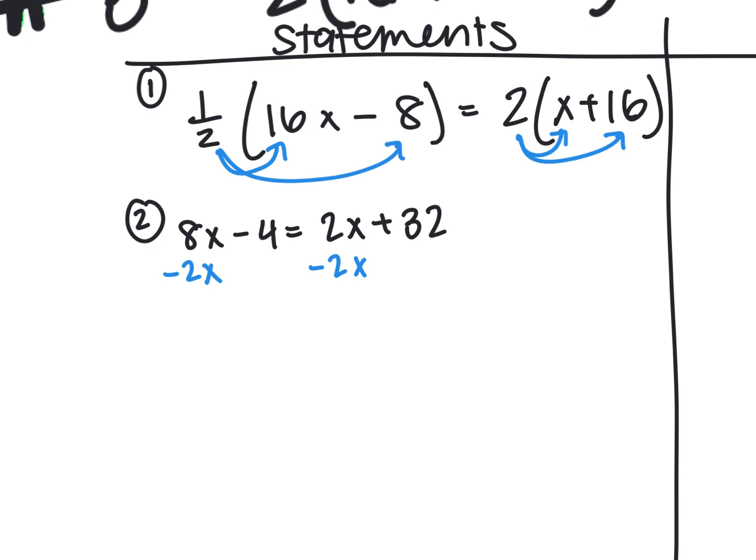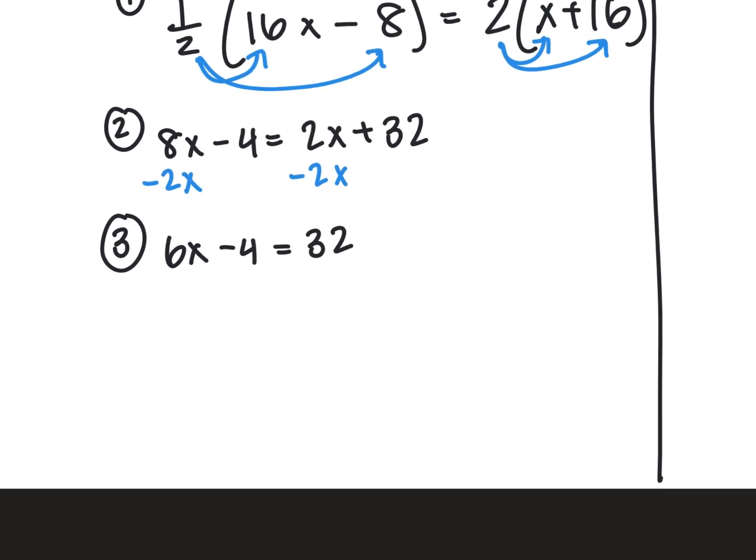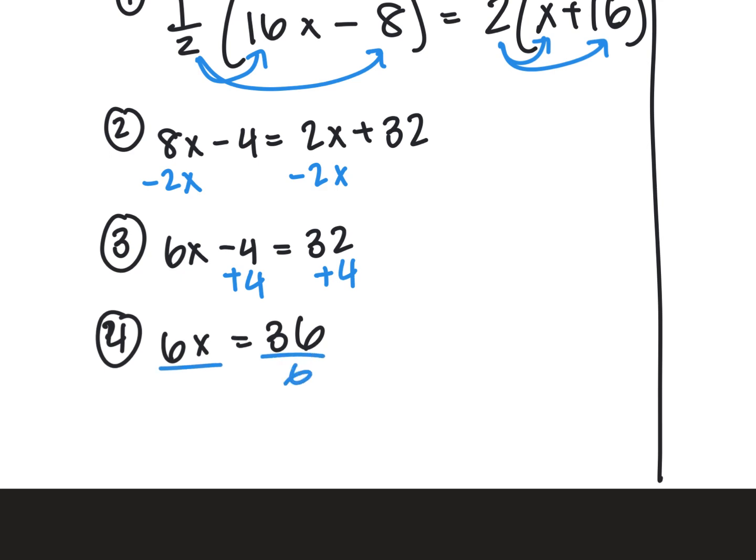So then for my 3, I'm going to have 6x minus 4 equals 32. And then what should I do? Or add 4. Good, I'm going to go ahead and add 4. I'm going to get 6x equals 36. What should I do next? And then you divide. Divide by 6, and then x is going to equal? 6.